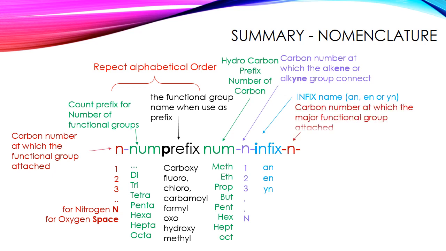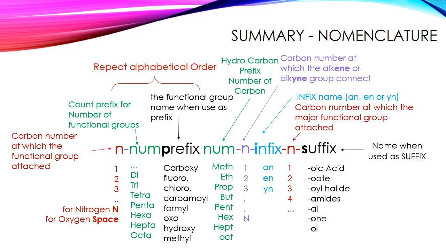And next, the carbon number at which the major functional group is attached. It may be 1, 2, 3, 4, and the suffix of the major functional group. As mentioned in the table, it may be oic acid, oate, oyl halide, amine, aldehyde, one, ol, like suffixes you can put at the end. So therefore, that is the summary of how you write down the name of an organic compound.